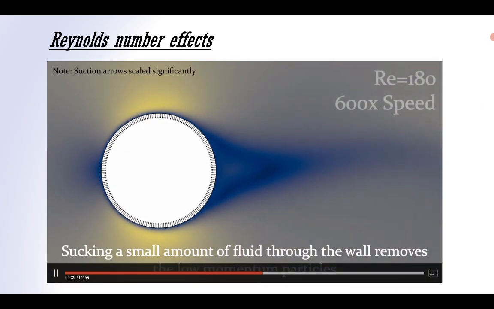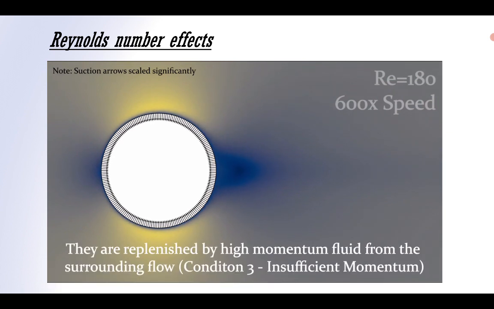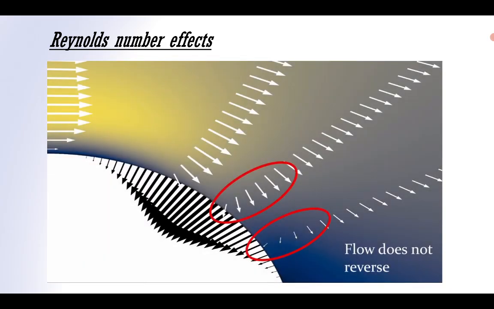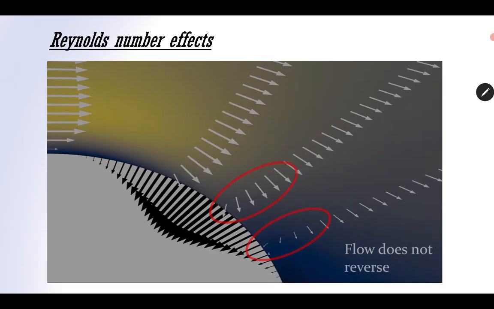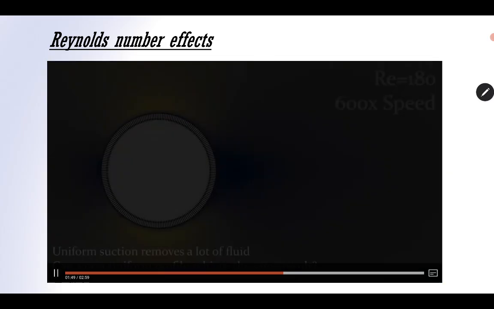Let me turn it on and look at what happens in the flow for condition 3, insufficient momentum. We can see here the flow has not separated yet. And this one is an image of the pressure that occurs on the surface of the cylinder, or on a sphere.